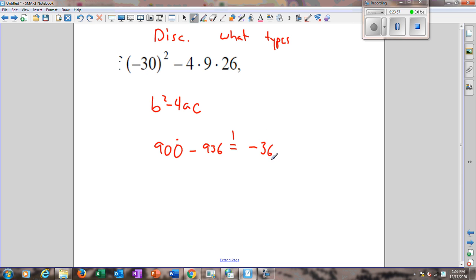Now if I have a negative, remember if I'm looking for what types they are. If it's a positive, it would be 2 real solutions. If it's 0, it's 1 real solution. And if it's negative, like this one, it would be 2 distinct non-real complex solutions. Or if you just told me 2 complex solutions, I'd be fine with that.